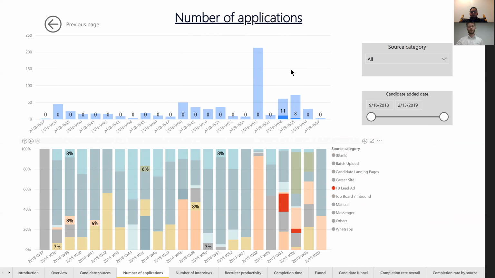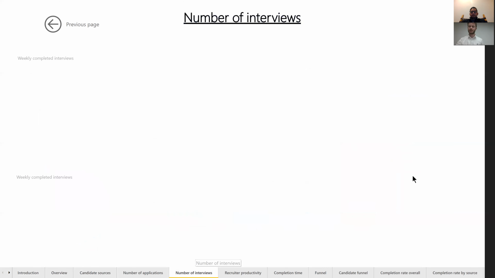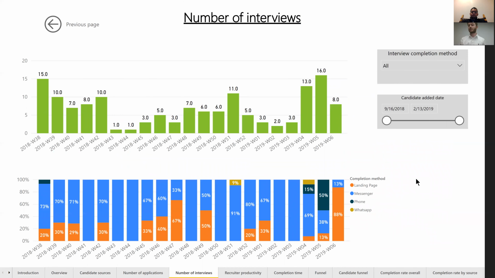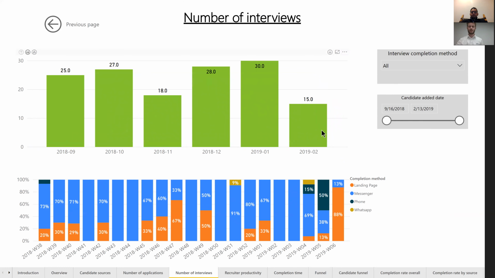The next page is talking about the number of interviews, more specifically, and also how those interviews are actually completed. So for example, how many are completed through a landing page, or how many are completed through WhatsApp if that's already activated for your account. You can also change the timeline here, by the way. So this is currently on a weekly basis, but you can also change it to, say, a monthly basis or even a daily basis.